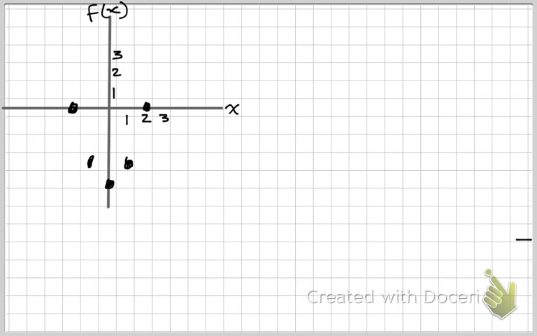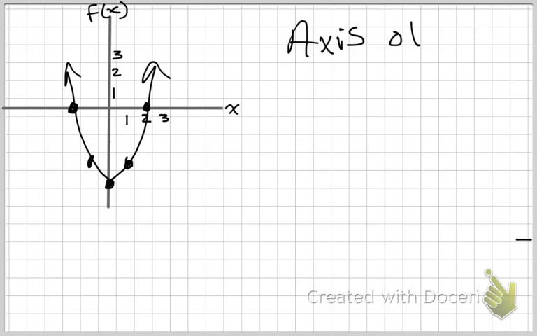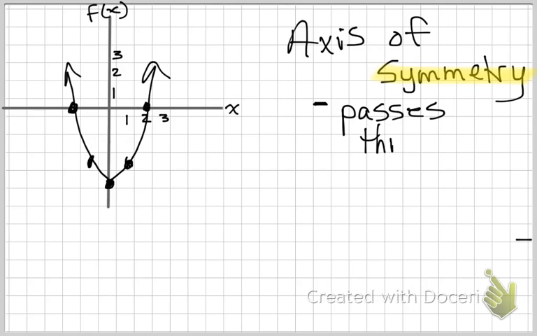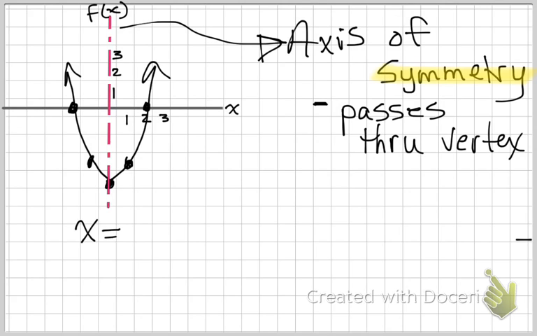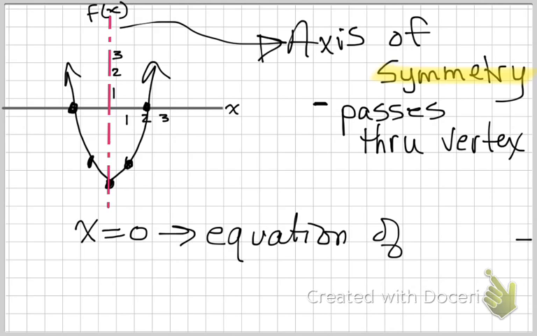Alright, in this example, we're going to use the previous problem and talk about the axis of symmetry. One of its main characteristics is that it passes through the vertex. And because it is a vertical line, we're going to use the equation x equals whatever the value is where it crosses the x-axis. That will give us the equation of the axis of symmetry for that particular polynomial.